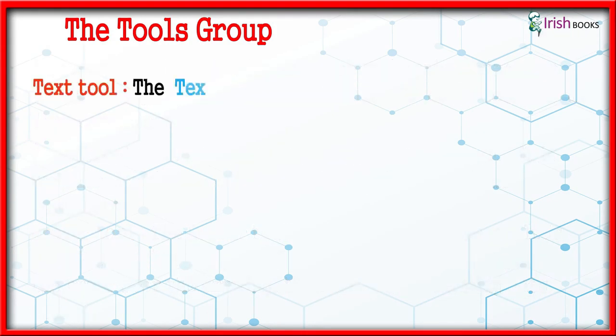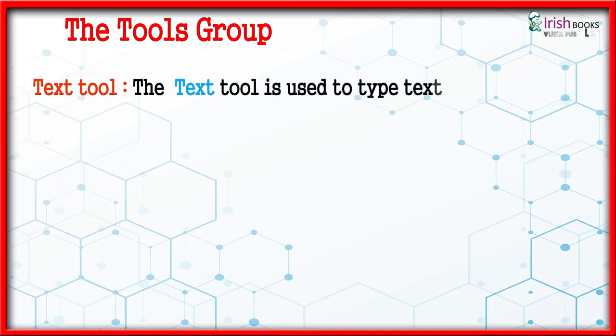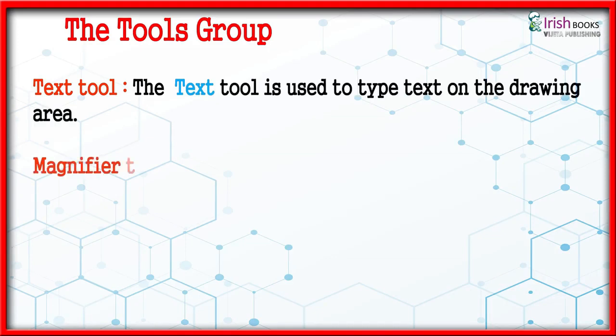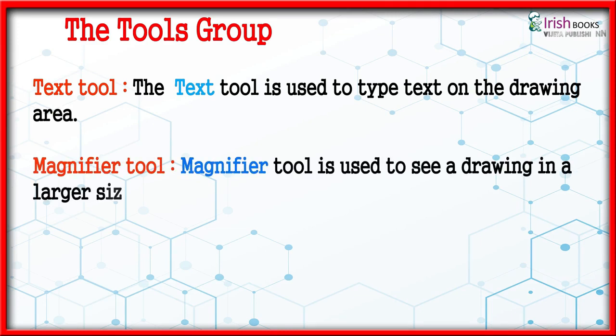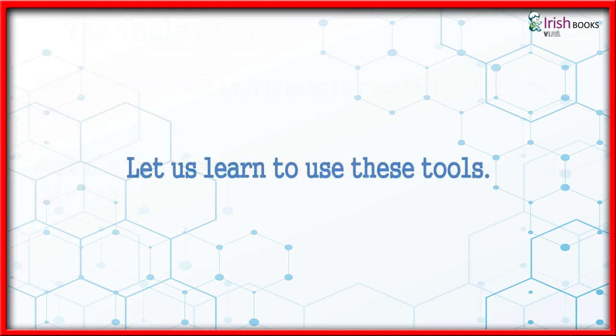Text tool. The text tool is used to type text on the drawing area. Magnifier tool. Magnifier tool is used to see a drawing in a larger size. Let's learn to use these tools.